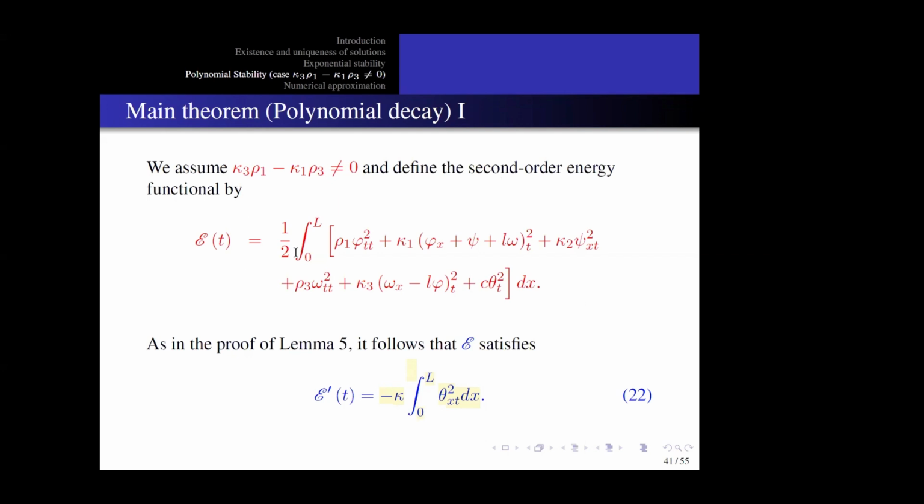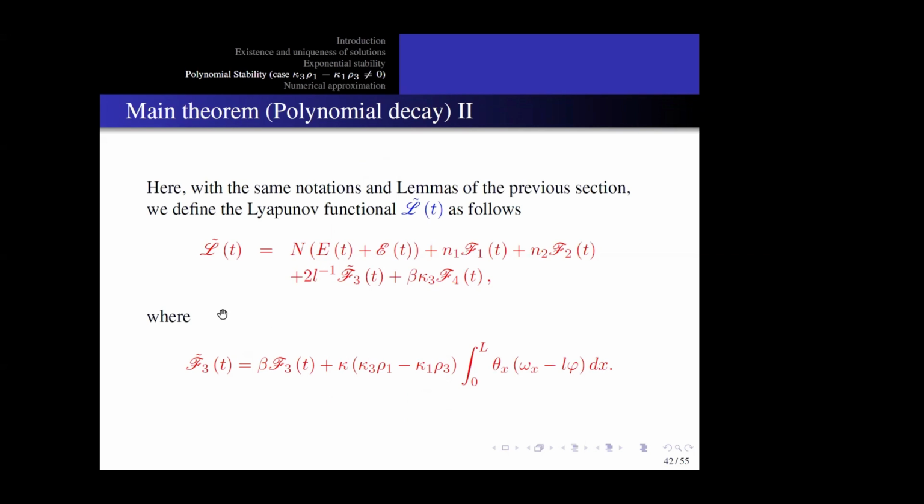And in this case, we define the second order energy functional, which looks like the first order functional, but instead of phi t, you have phi tt. We differentiated the equations by t, and again, this second order energy functional is decreasing. Now we again perturb the summation of the first and the second energy by these terms, where instead of F3, we will get F tilde 3, where we included this. Remember, now this one is not 0, because if it were 0, there would be no need for this, because it would be exactly this one.